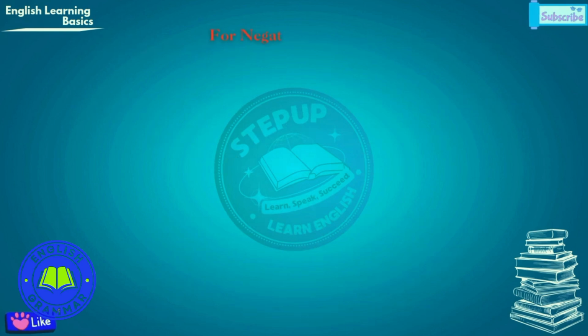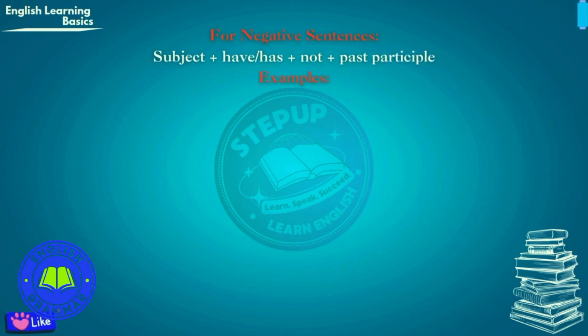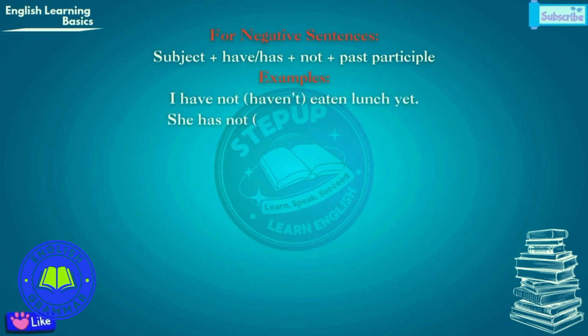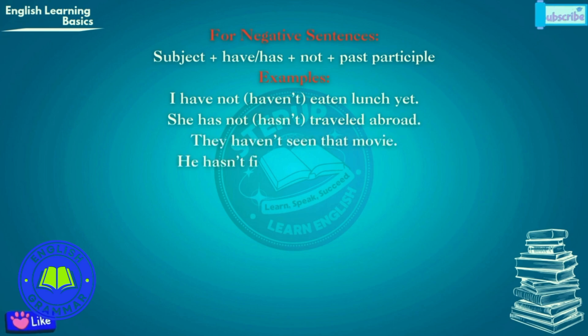For negative sentences: subject plus have/has plus not plus past participle. Examples: I have not (haven't) eaten lunch yet. She has not (hasn't) traveled abroad. They haven't seen that movie. He hasn't finished his assignment.